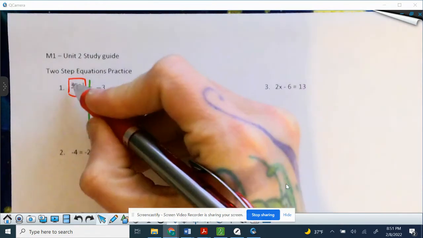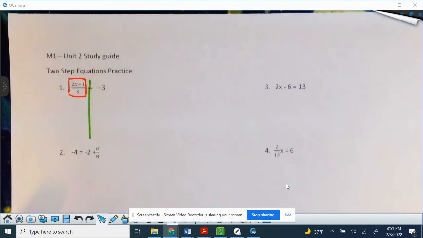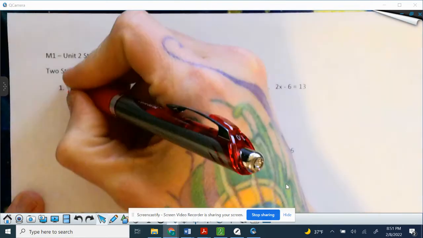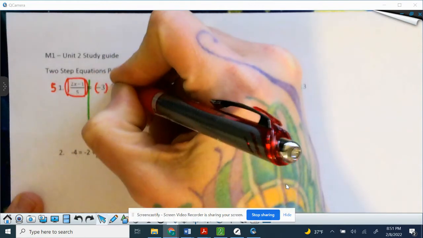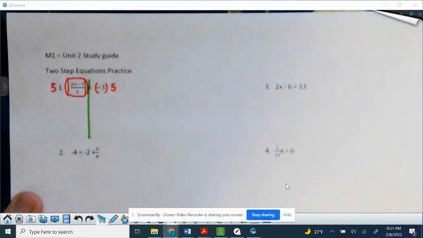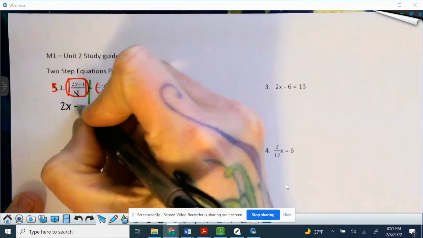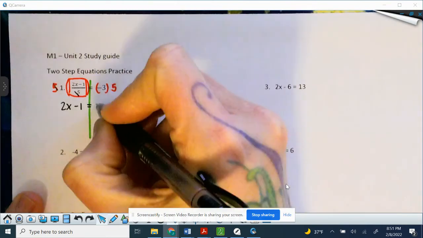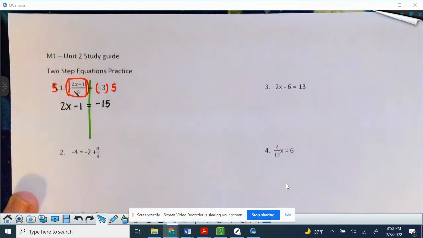We need to get that 5 off the bottom. That's 2x minus 1 divided by 5. And the inverse operation of division is multiplication. So we're going to multiply both sides by 5 to get the 5 out of the denominator spot. And that's going to leave us with these 5's crossing out. And we have 2x minus 1 equals a negative 3 times 5, which is going to be a negative 15, because a negative times a positive is a negative.